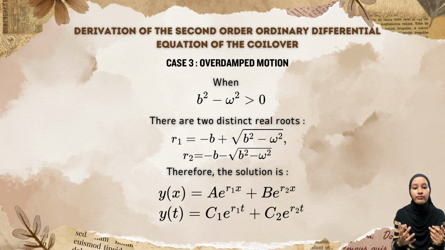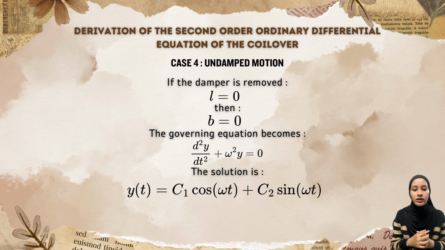Next, for case 3, overdamped motion, when b squared minus omega squared is more than 0, there will be two distinct real roots, r1 and r2. Therefore, the solution for the overdamped motion is as shown in the last row. And the last case is undamped motion. If the damper is removed, L is equal to 0 and then b is equal to 0. So the governing equation will become the second derivative of y plus omega squared y equal to 0. So the solution is like this for the undamped motion.